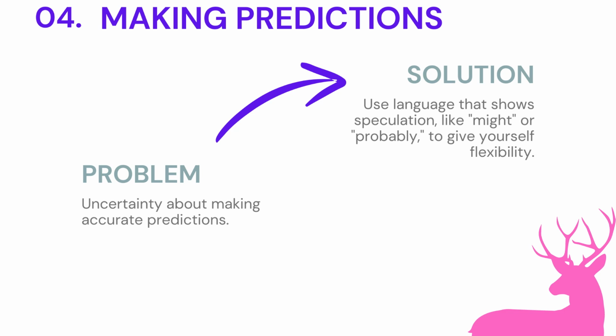When you're making predictions, you might have this problem: uncertainty about making accurate predictions. Basically, you don't know what to say, right? The solution is to use language that shows speculation, like might or probably. This will give you more flexibility.